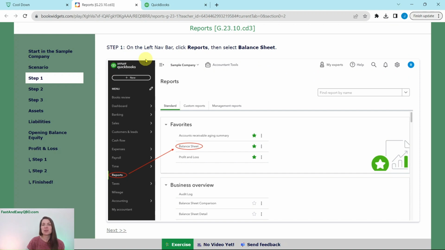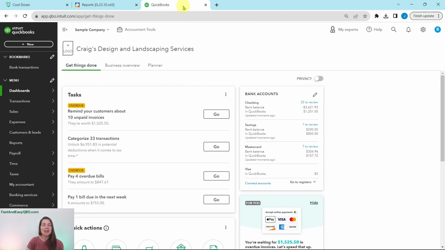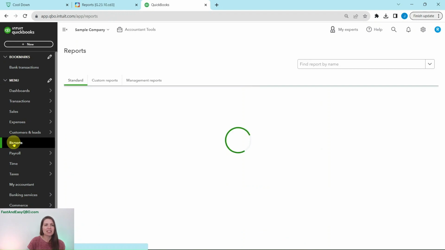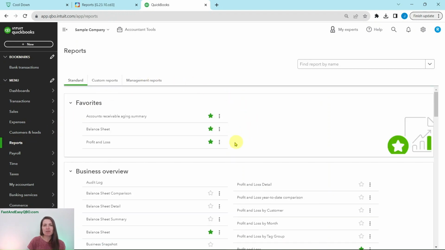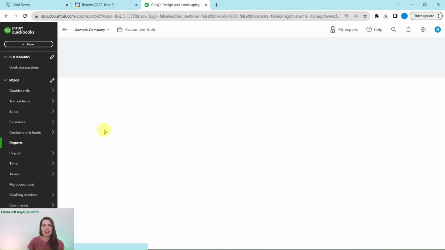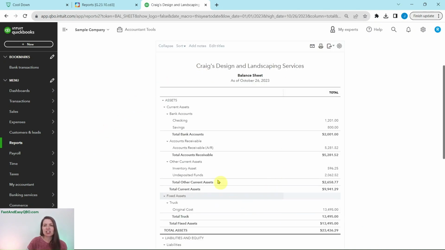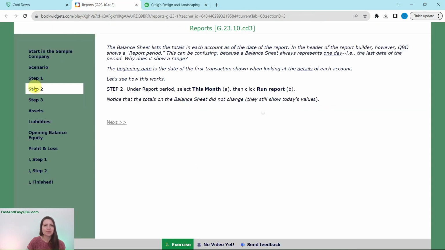The first thing we need to do is run that balance sheet. So on the left-hand nav bar, we're going to click on Reports and then select Balance Sheet. So here I am in the sample company. This is the dashboard. Over here on the left-hand nav bar, here is Reports. Click on that. And when you get the Report Center open for you, under this Favorites, you will see Balance Sheet. Go ahead and click on that, and you will see the balance sheet run for you.